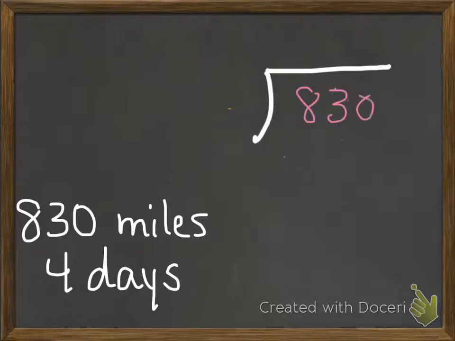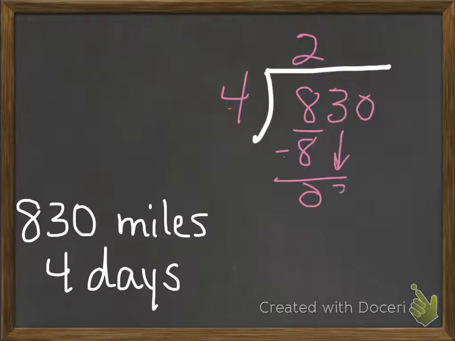830 divided by 4. We start with the hundreds place. Can 8 be divided by 4? Yes. How many times? 2. 2 times 4 is 8. 8 minus 8 is 0. Bring down the next digit. Now we have a 3.